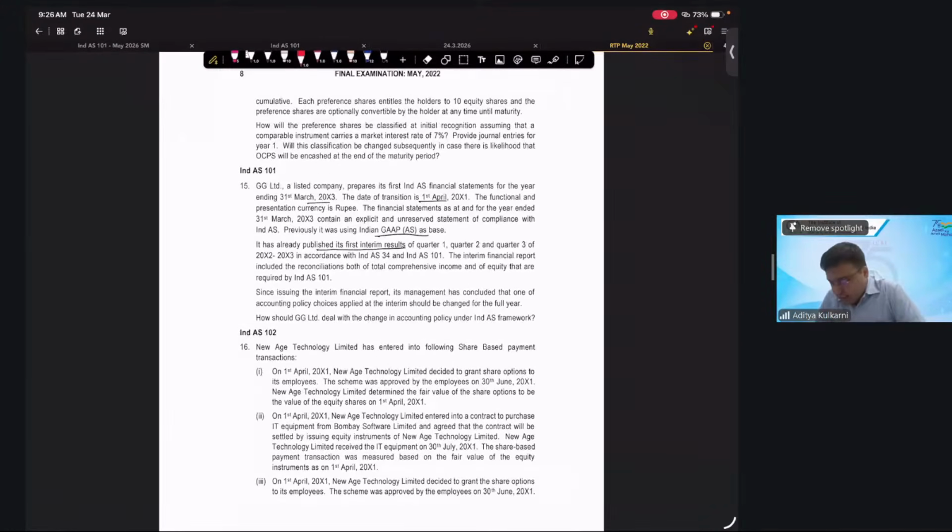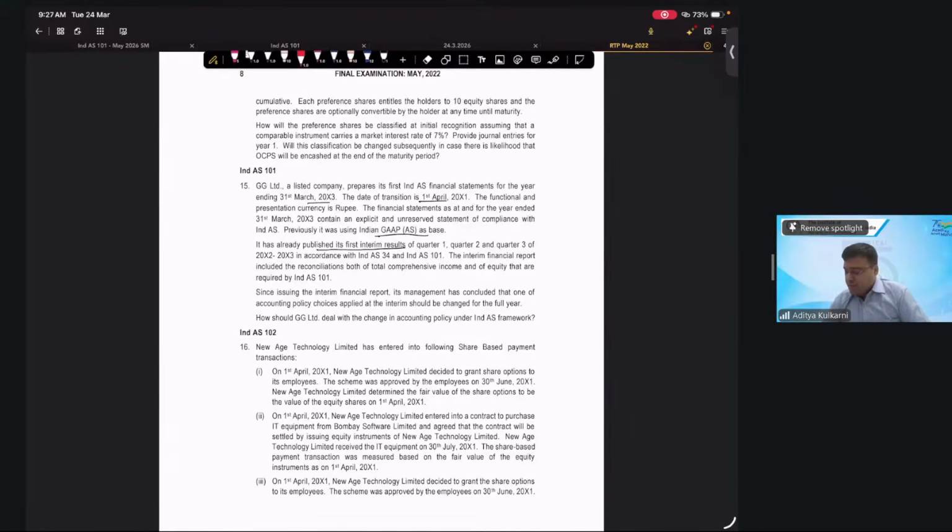RTP question. GG Limited, a listed company, prepares its first Ind AS financial statements for the year ended March 20x3. The date of transition is 1st April 20x1. The functional and presentation currency is the rupee. The financial statements as at and for the year ended 31st March 20x3 contain an explicit and unreserved statement of compliance with Ind AS. Previously, it was done using previous GAAP as the base. It has already published the first interim results of quarters 1 to 3 of 20x2-x3 in accordance with Ind AS 34 and Ind AS 101.